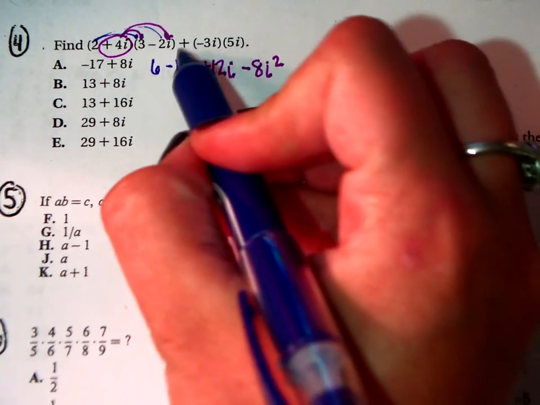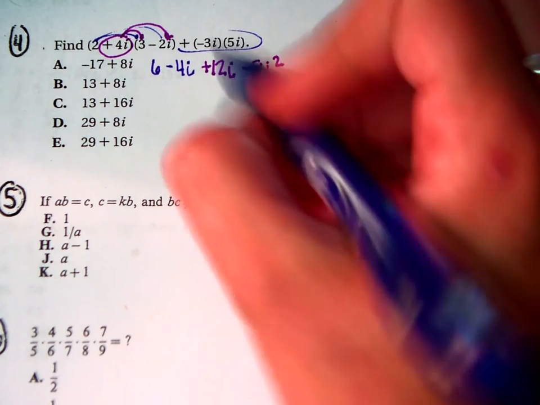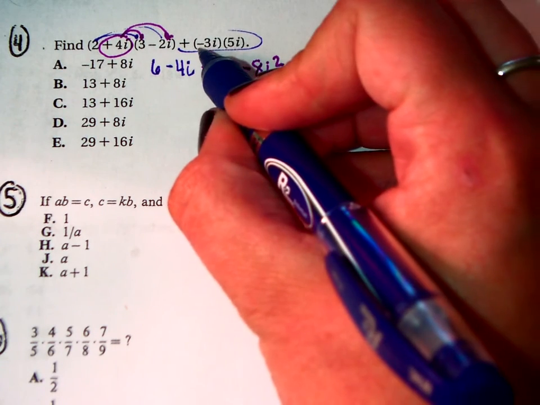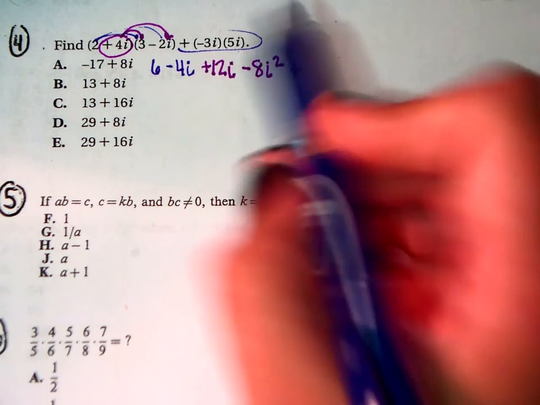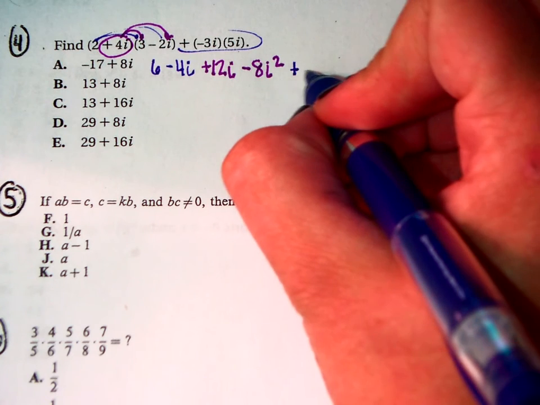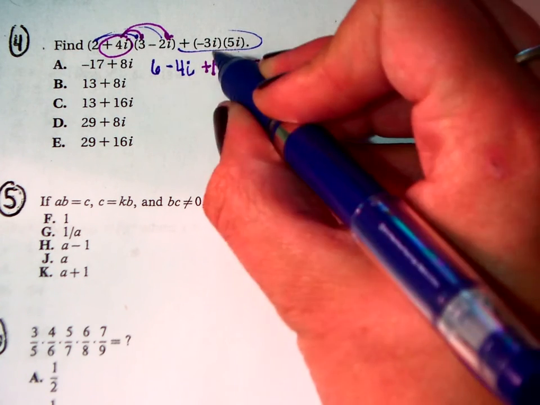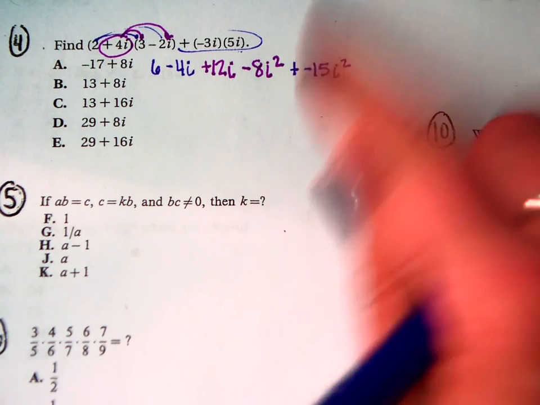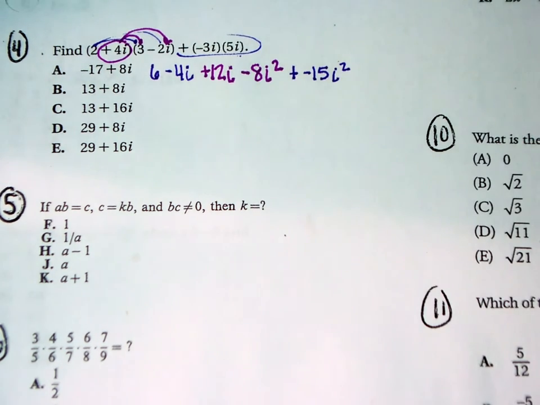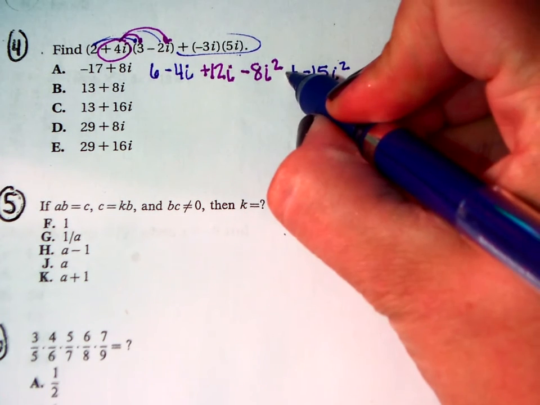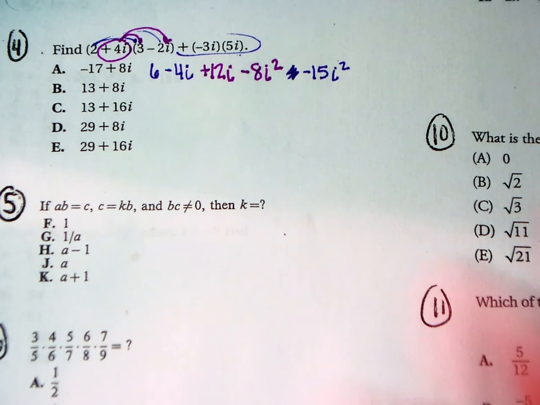And then I've got all this stuff right here. I'm going to also multiply. So bring down my plus. Negative 3i times 5i. Negative 3 times 5 is negative 15. And then I times I is I squared. So yeah, I have a plus here, not a big deal. It's a negative, so if you want, you can kind of cross out that plus and keep it negative.